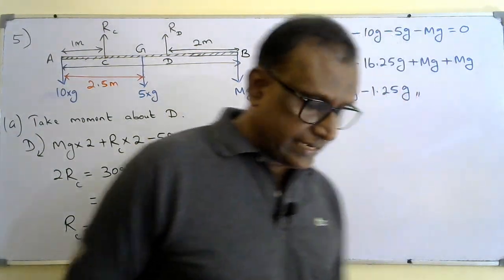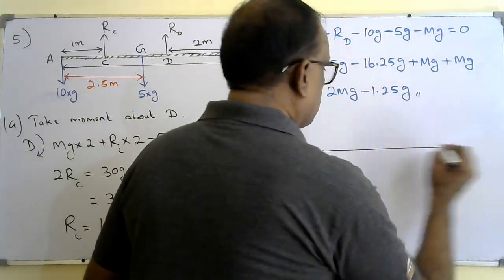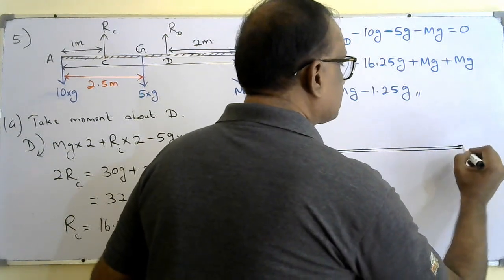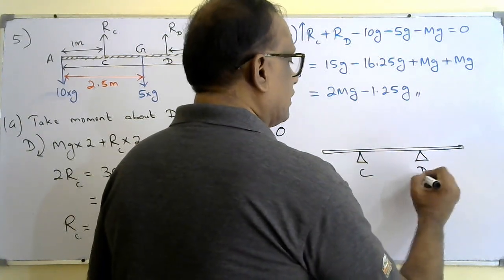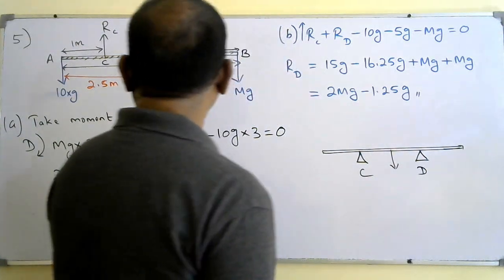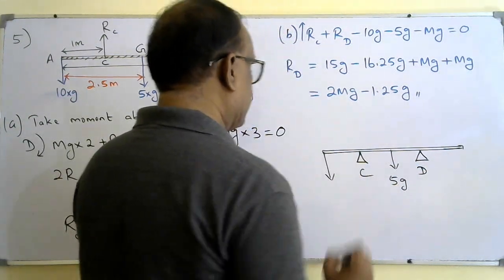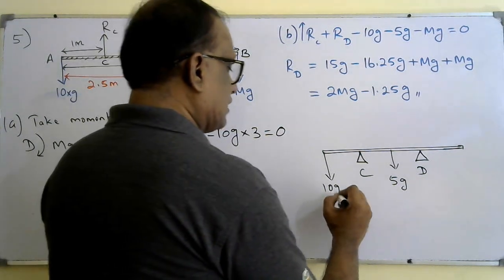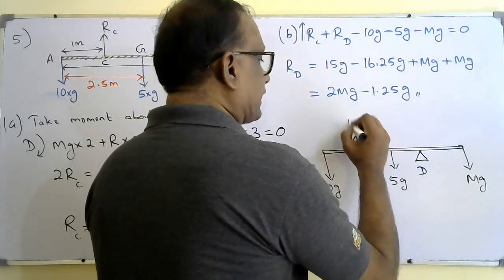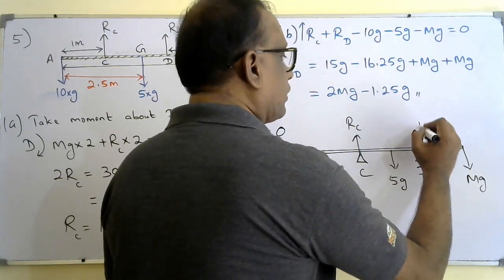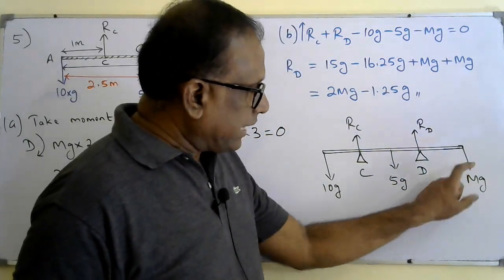It's that idea you need. Now we know the rod is kept on two supports, two fulcrums. So this is C, this is D, and there is a weight acting here, which is 5G, 5 into G. We put an extra weight here, that is 10G. There's an extra weight at B, that is mg. There are normal reactions RC and RD. It's simple actually.